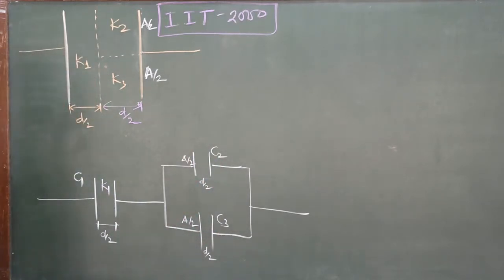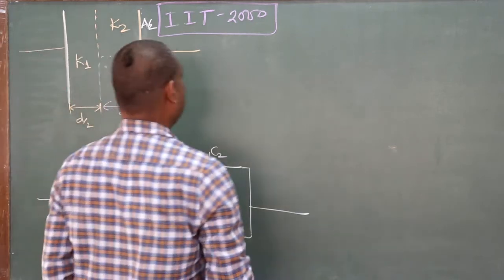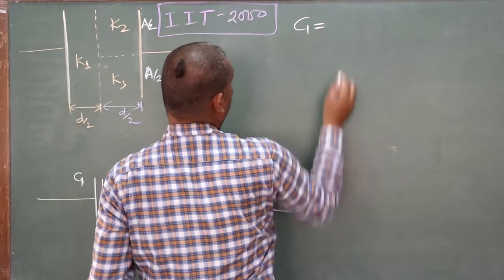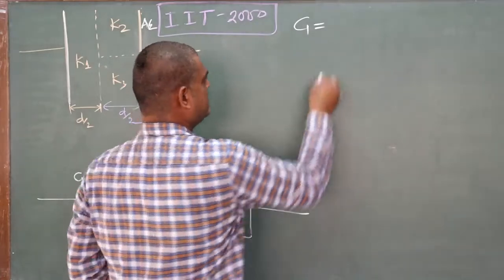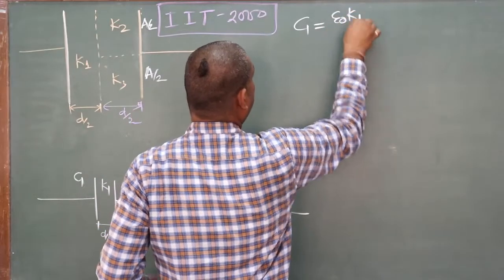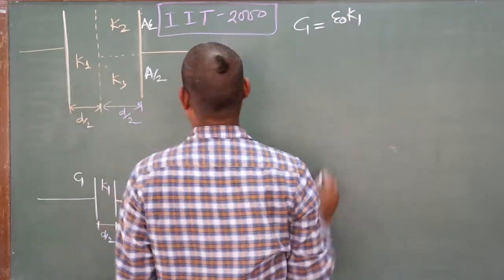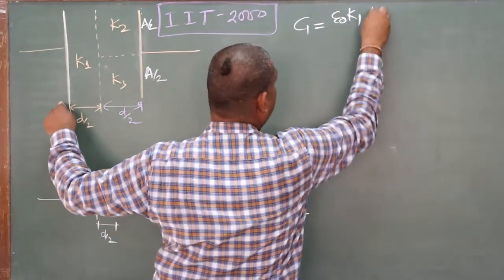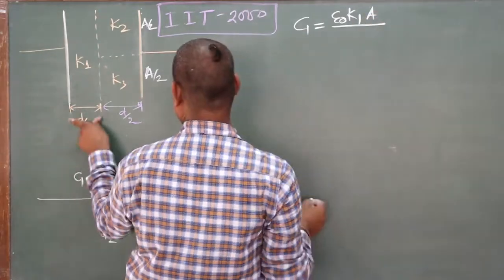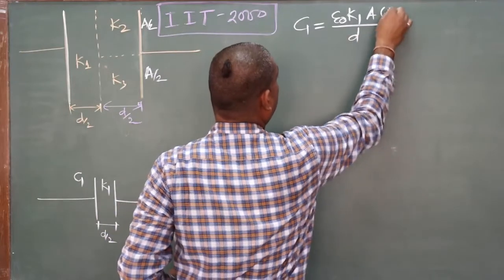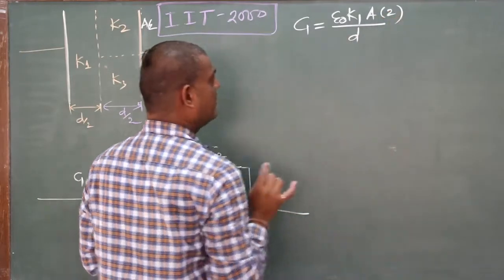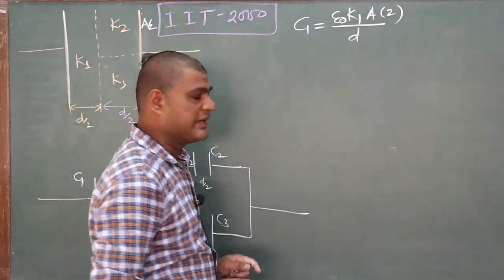First of all, we will calculate C1, C2 and C3. What is C1? C1 equal to, now we will write directly, epsilon 0, K1 is the dielectric medium, A is the area of the plate, A by D by 2, D by 2. This is the capacitance of the first capacitor.